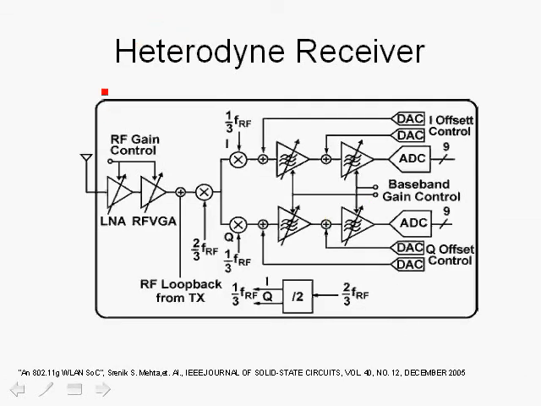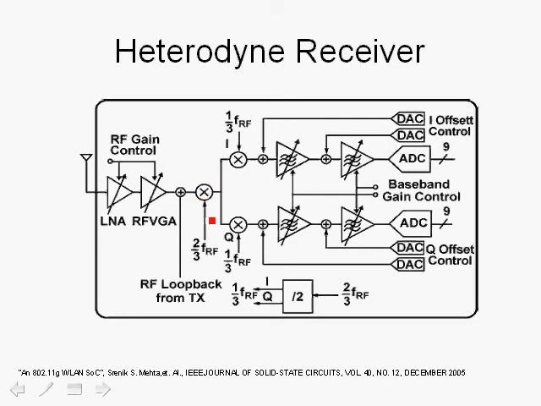Here we show the receive architecture for a Heterodyne receiver. This was actually published by Atheros, system on a chip for 802.11g in December 2005. And the differences with the direct conversion receiver are as follows. First of all, the down conversion is split into two stages.